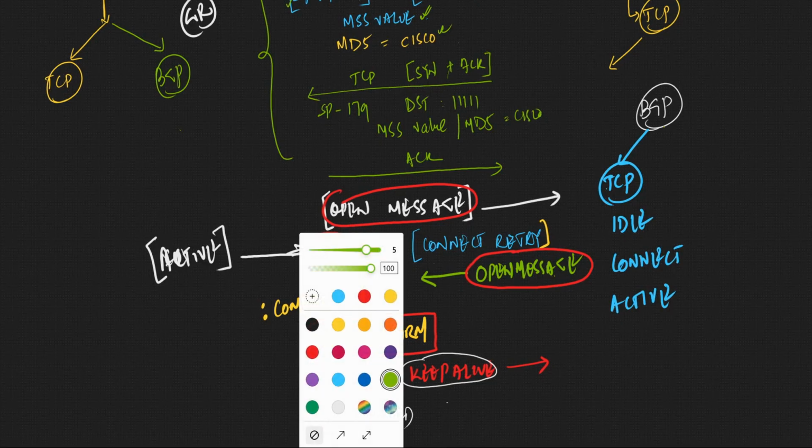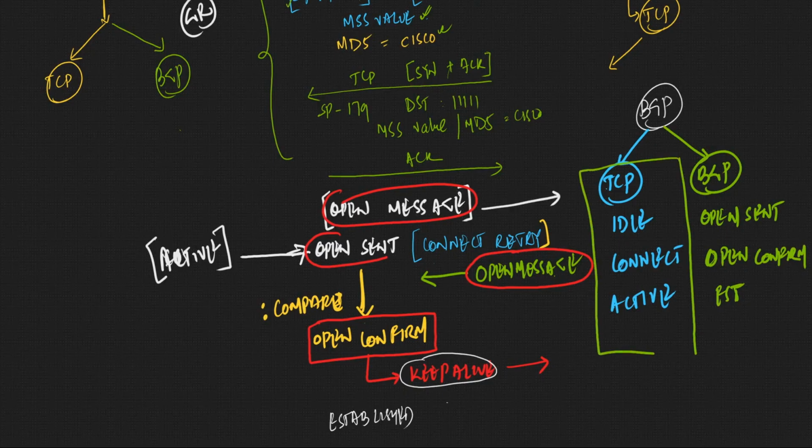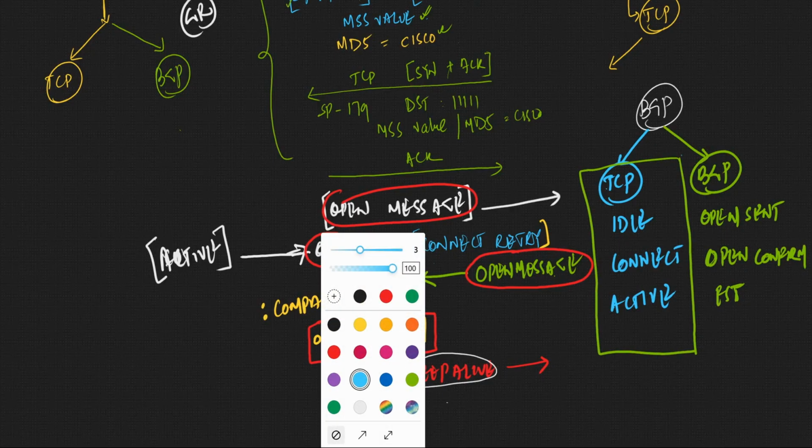After the TCP session is formed, the moment it is formed, we will enter the BGP phase. BGP will send an open message and transition to OpenSent. Restart the connect-retry timer. Wait for the neighbor to send the open message. Once I get that open message from my neighbor, I'll compare it and move to OpenConfirm. In OpenConfirm, I'll send a keepalive, and then I will go to Established. So these are basically the two phases when we talk about BGP.